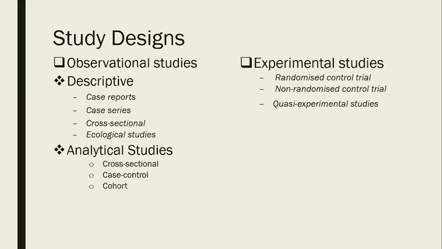So now we look at study designs. Study designs can also be grouped into two categories in broader terms. This grouping is based on the researcher's position. Whether the researcher is an observer, he just observes and does not have anything to do with the study population, then you call it observational.